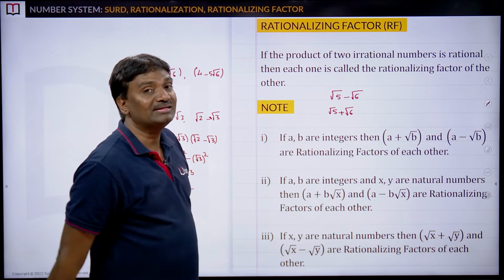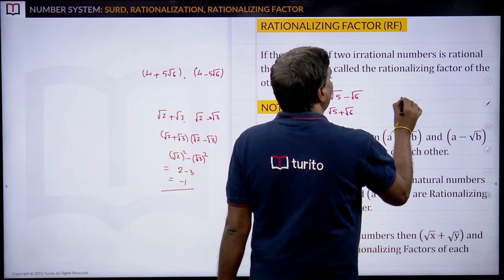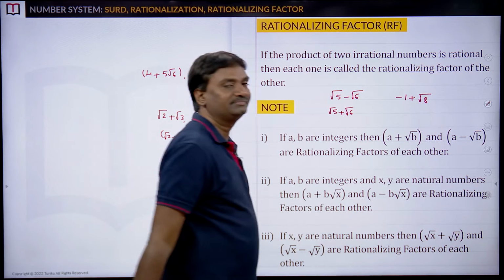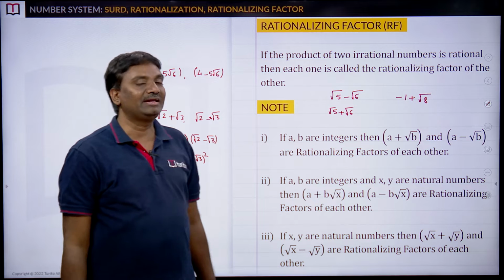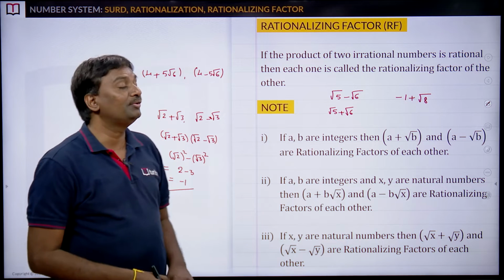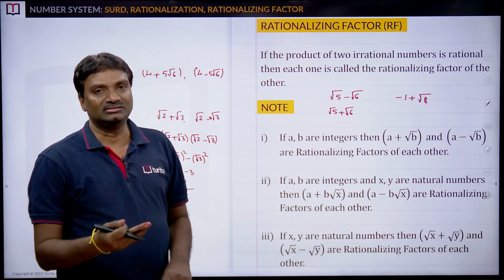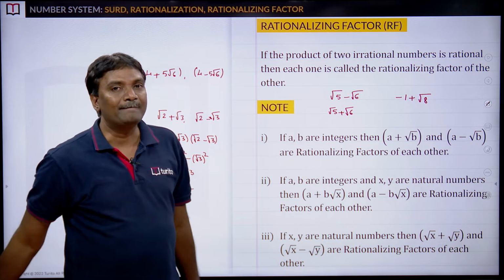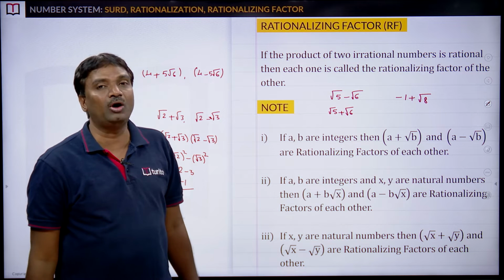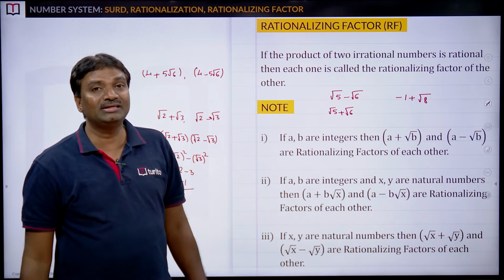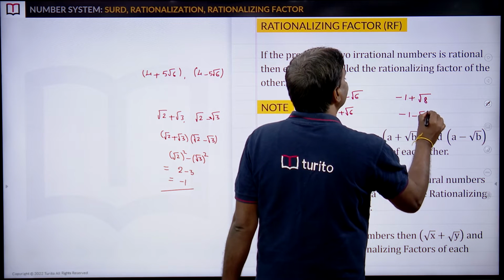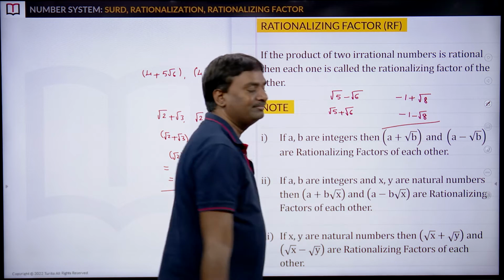What is the rationalizing factor of minus 1 plus root 8? What is your answer? Very simple, just change the sign between minus 1 and root 8. Here we have a plus sign. Just change that to minus, then what will you get? Minus 1 minus root 8.